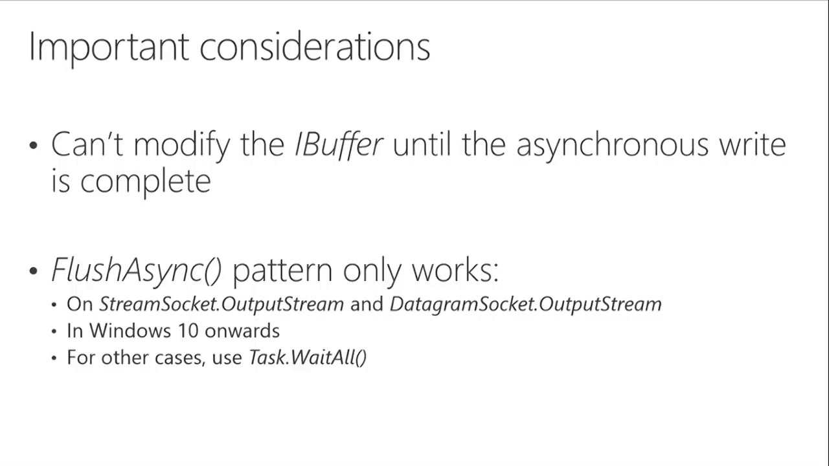And as I mentioned, the flush async pattern only works in Windows 10 onwards, and it only works for certain classes of sockets. So it only works for stream socket and for a connected datagram socket. Of course, for either previous versions of Windows or for other types of sockets, you can continue to use the tasks.waitAll pattern.